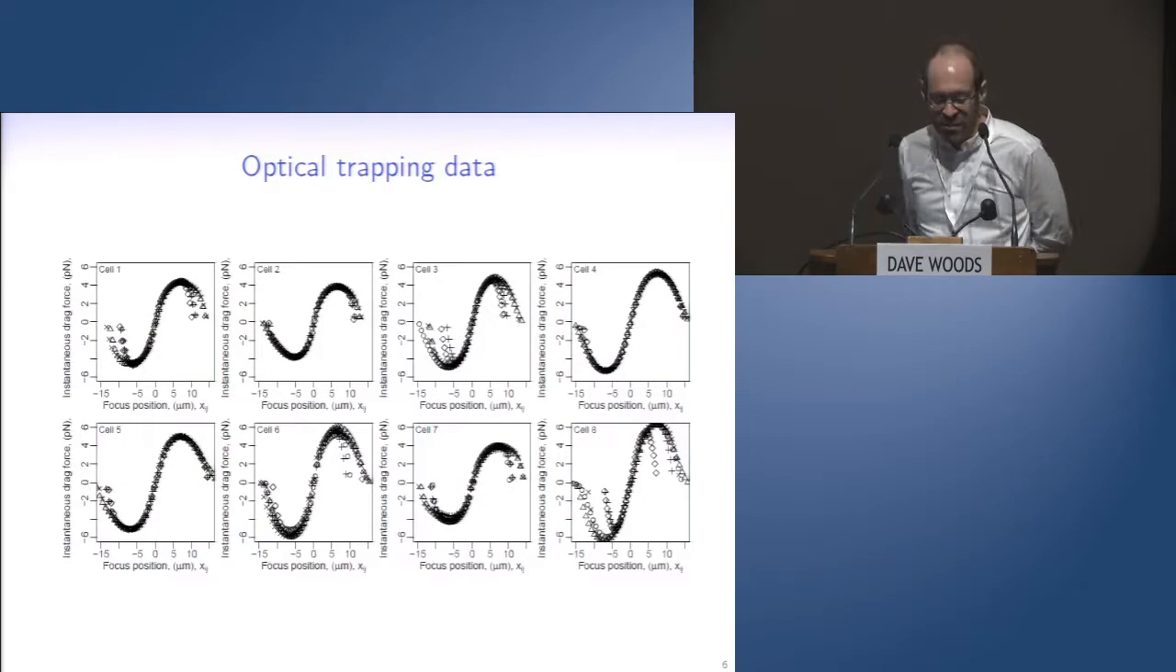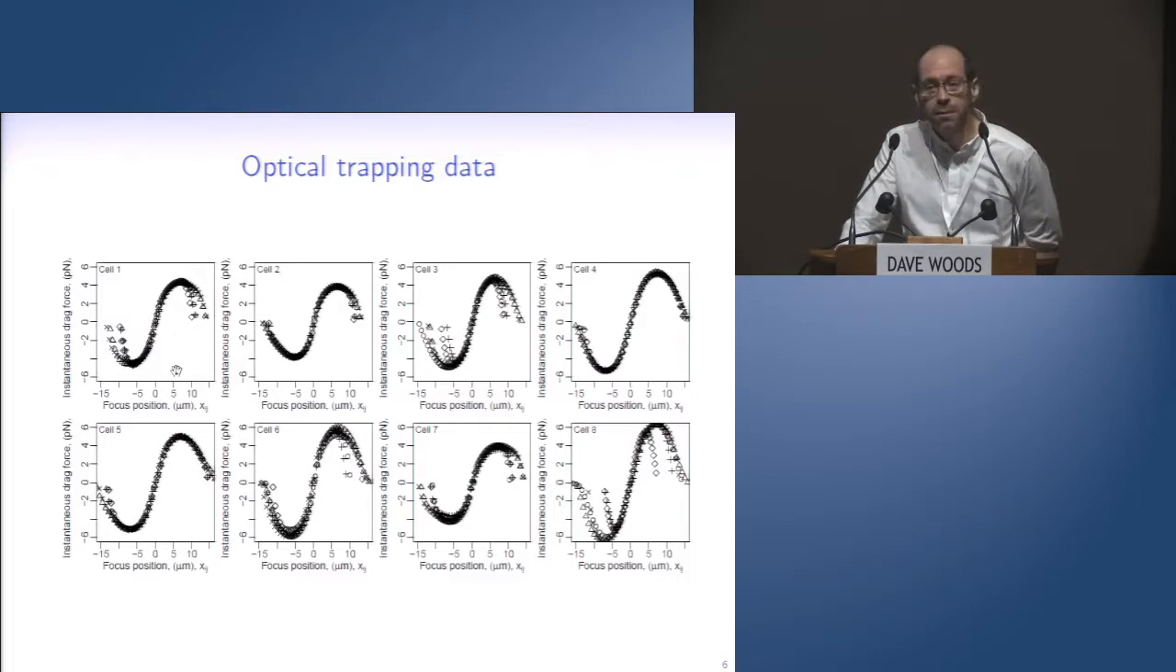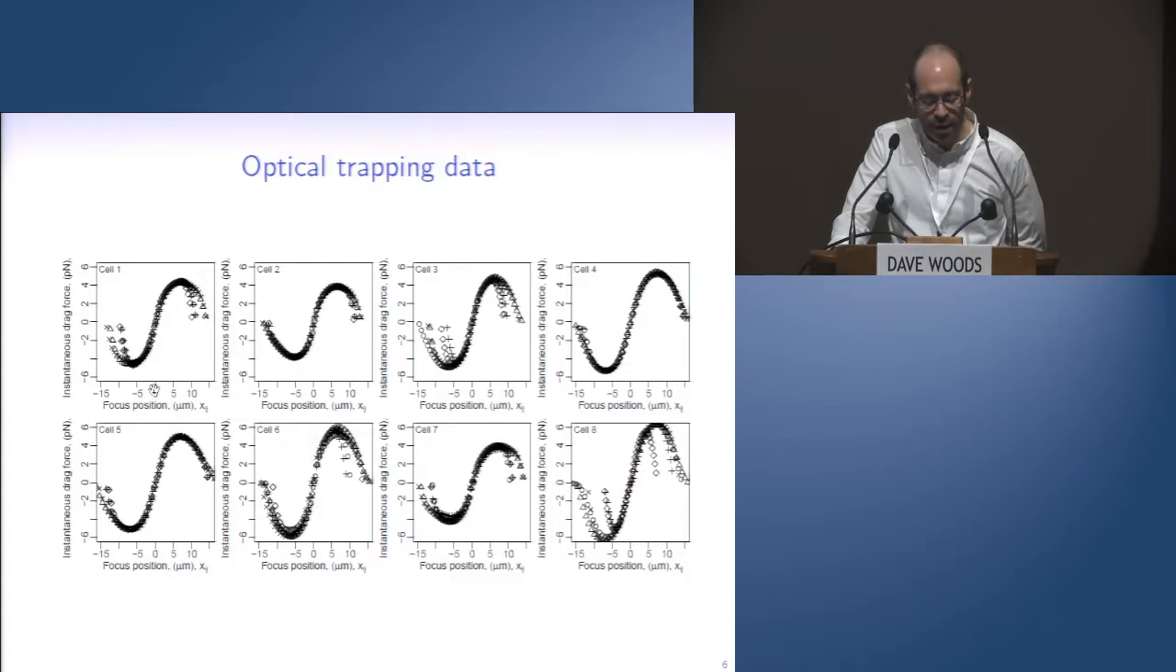If we do that, this is the type of data that we collect. This is data from 8 different cells, and for each cell, the experiment was repeated 5 times. On the x-axis we have the focus position of the laser, and on the y-axis we have the drag force which was observed. When the laser is at the center of the cell, there's no drag force observed. As we move away from the center, initially there is an increase in drag force, or absolute drag force, until eventually, as the focus position moves far enough away from the center of the cell, the drag force starts to drop off again.